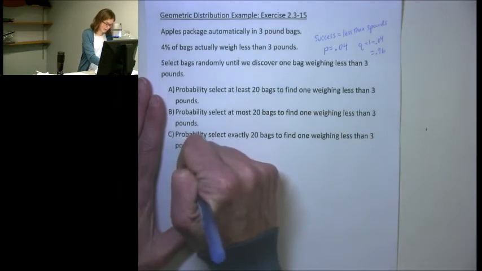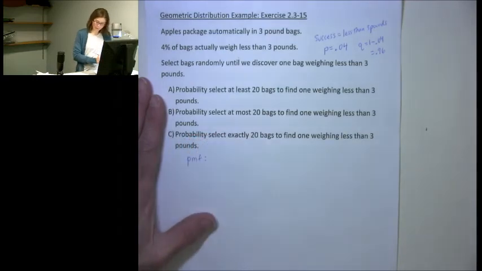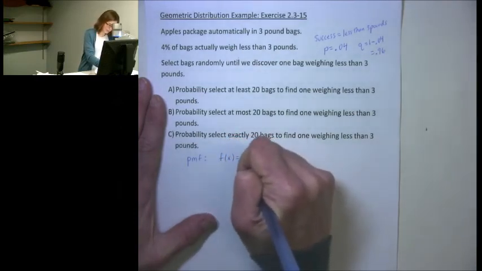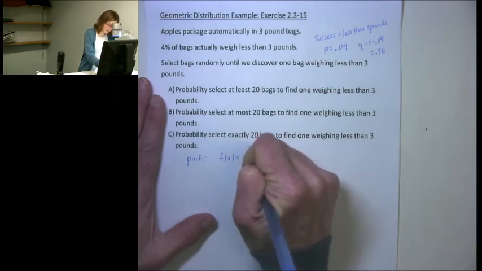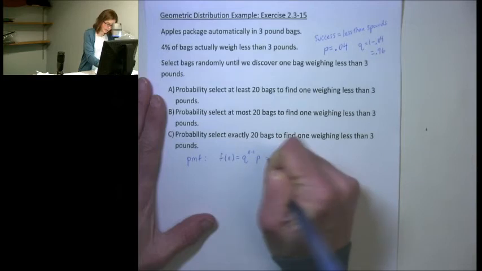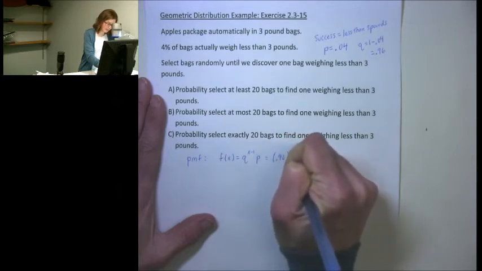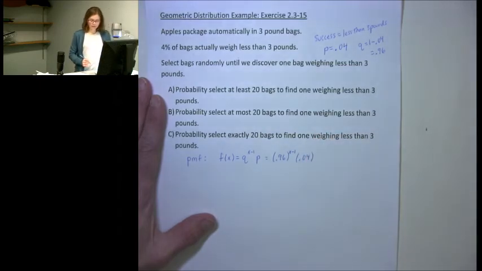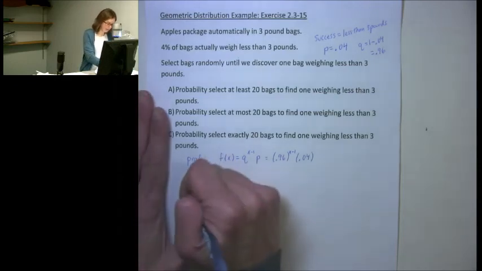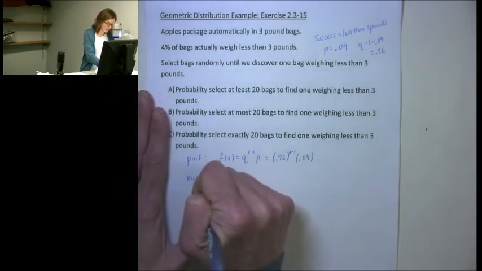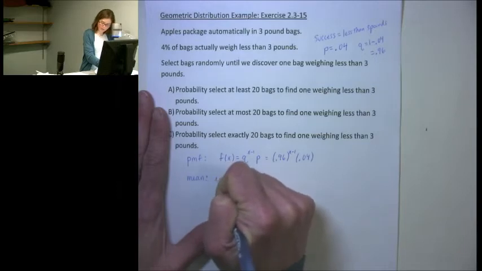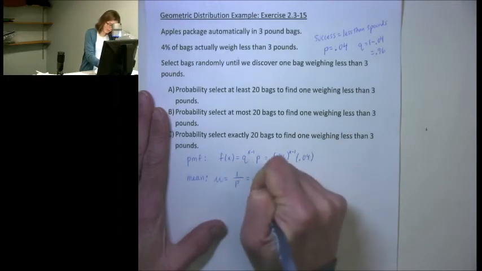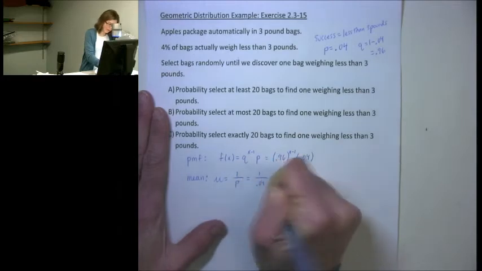So my probability mass function, if I wanted to make it, is going to say f of x is equal to q to the x minus 1 times p, so this is 0.96 to the x minus 1 times 0.04. And just to go through and think about it, if I wanted to find the mean, mu is equal to 1 over p, which is 1 over 0.04, which is 25.